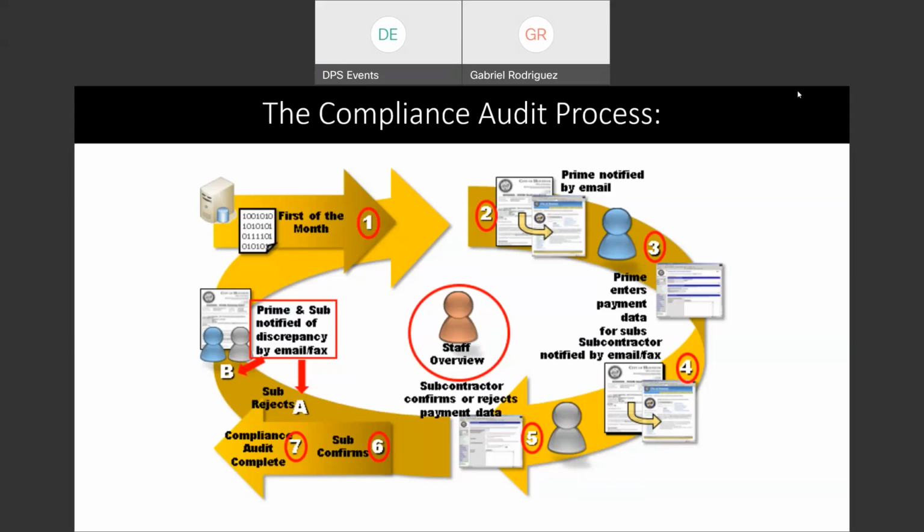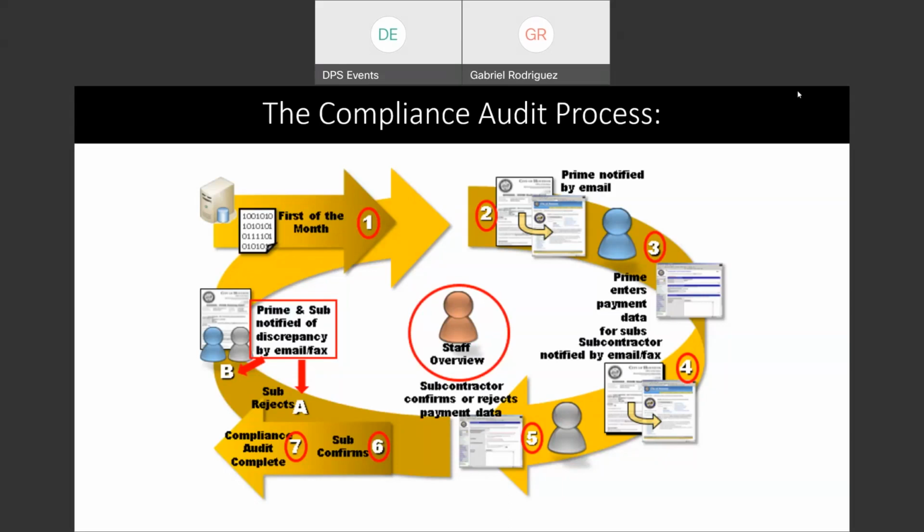Once we resolve the discrepancy, it will be clear, and then we just have to wait for the following one. One thing that I need to address in this slide is that step 2 normally is done on the 1st through the 5th of the month. Step 3 through step 6 has to be done before the 25th of every month.